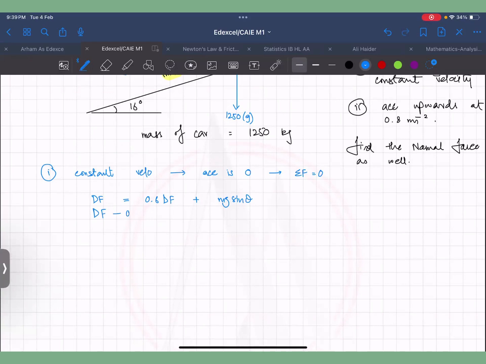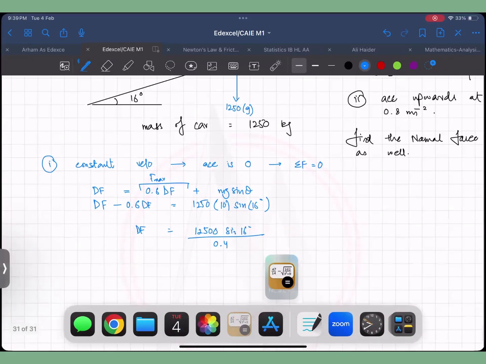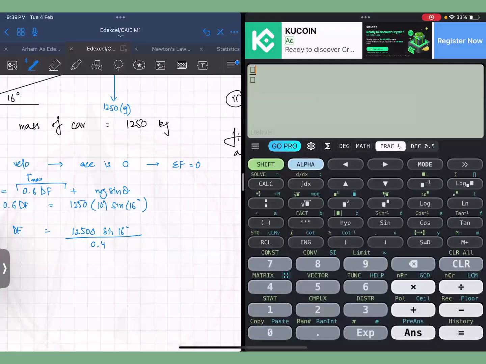So driving force minus 0.6 driving force, this is the F max, this is the friction, is equal to mg sine of 16. So 0.4 driving force is equal to that, use your calculator, and the 0.4 would go on the other side and divide. So how much will this be? Use your calculator. 12500 sine 16 upon 0.4.